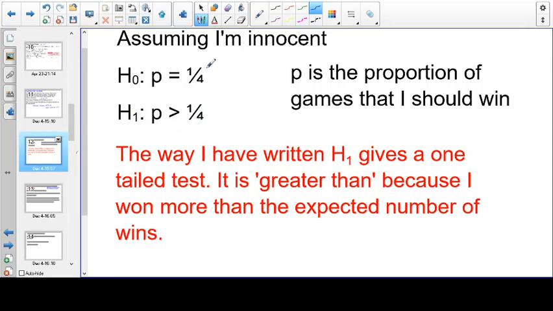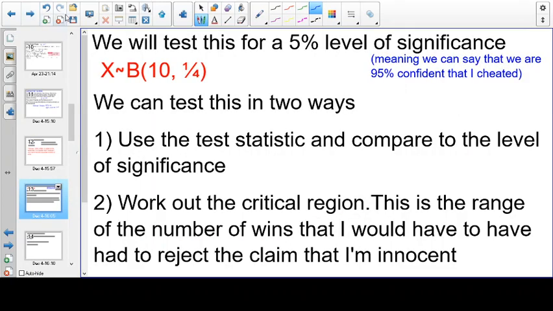So those are our hypotheses. It's greater than because I've won more than what I should have done. So because it's an inequality, we're looking at a one-tailed test. Okay, so we're going to test this at a 5% level of significance, which means we want to be 95% confident that I've cheated.